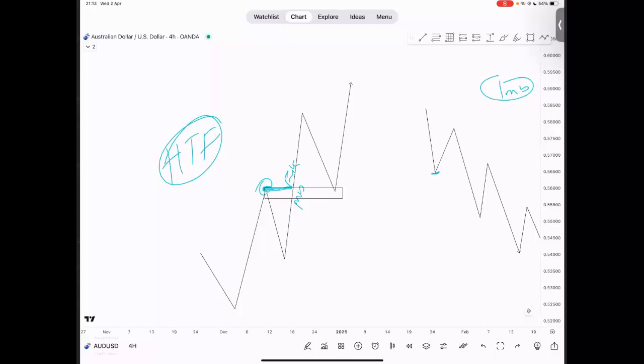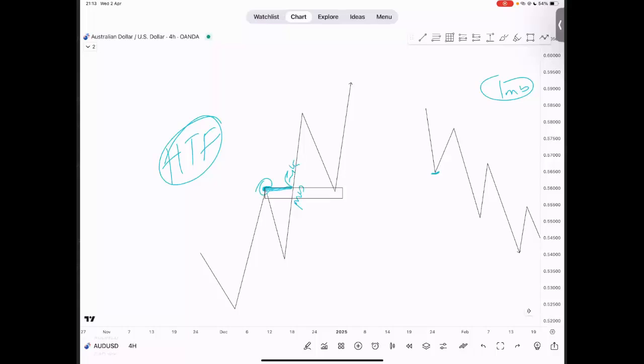I'm going to drop the hierarchy of PDRAs after this class so you guys can take a look at it, right? Mitigation blocks are up there. They have very, very good win rates. But strictly, like I said, must be on the higher time frame.